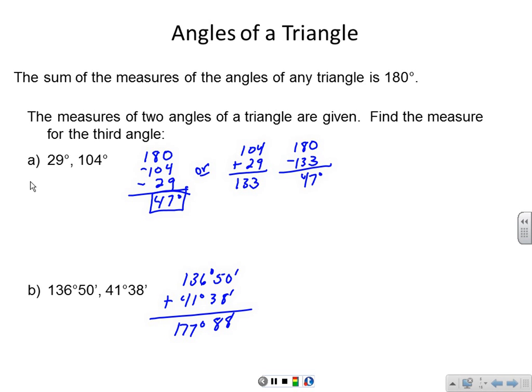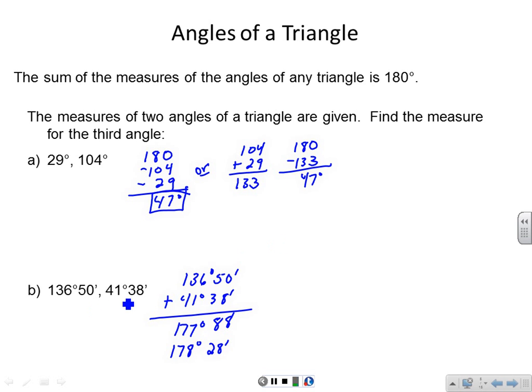Now, like we talked about earlier, we do have an extra degree. We do have a whole degree in these minutes, because it goes over 60. So what we're going to do is take a degree and add it here and do 88 minus 60 because we took out that degree, and we'll have 28 minutes left. So now, that's just these two angles added together.